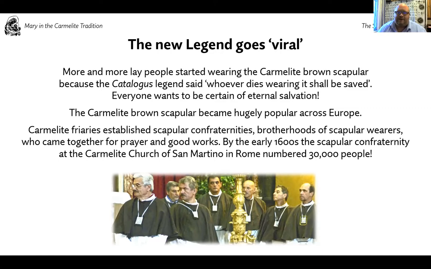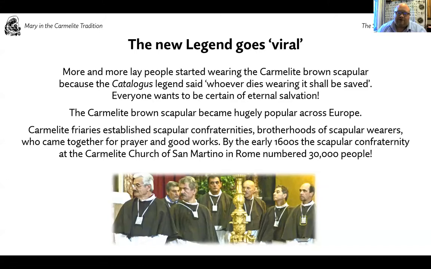More and more lay people started to wear the scapular because of this claim that's now in the Catalogus legend, saying whoever dies wearing the scapular will be saved. And everyone wants to be certain of salvation, don't they? We all want to be saved. Well, actually, we've been saved by the death and resurrection of Christ. No matter how many scapulars you wear, it's not the scapular that does it. But anyway, people want as much reassurance as possible. And so the Carmelite scapular became hugely popular across Europe.